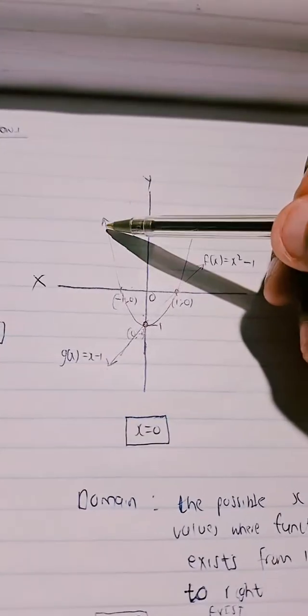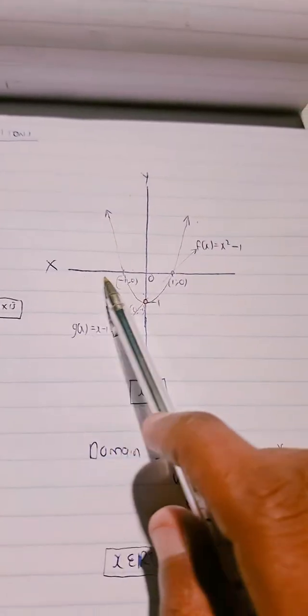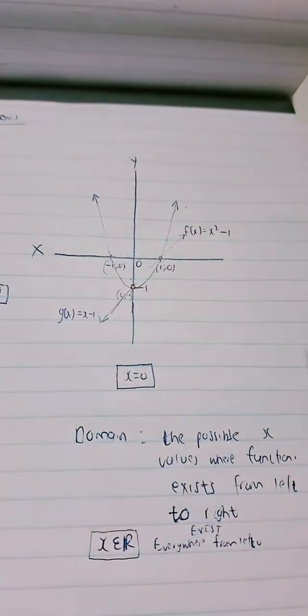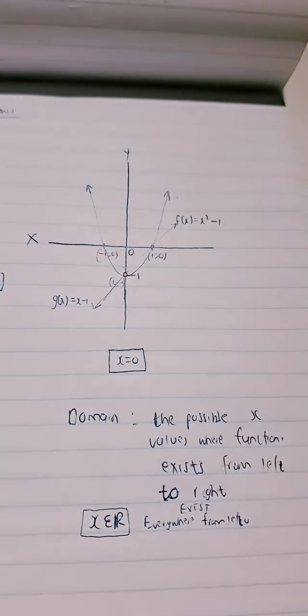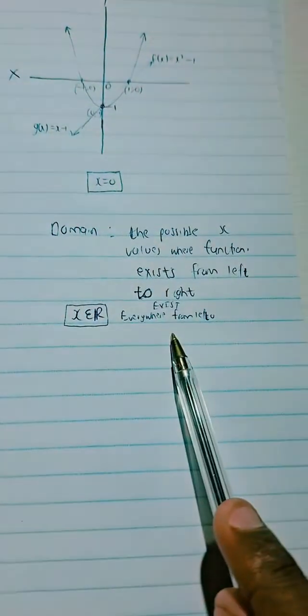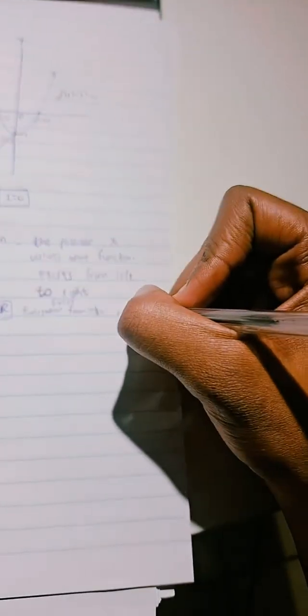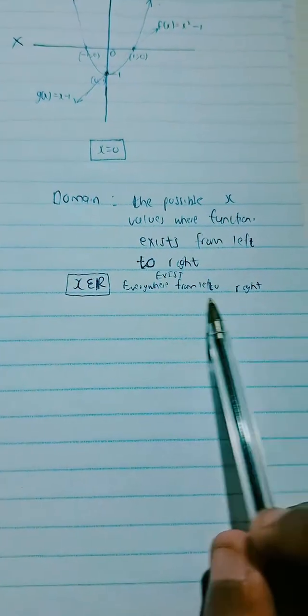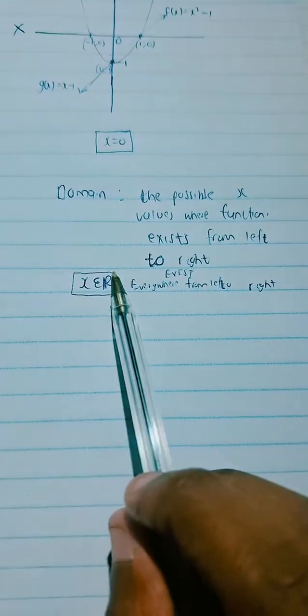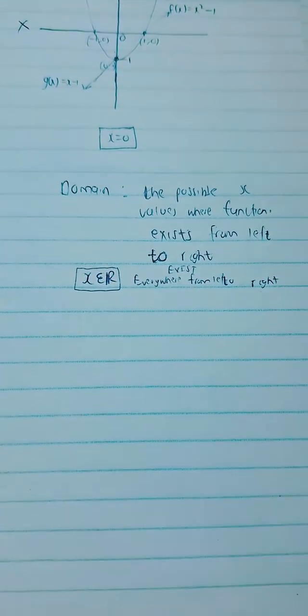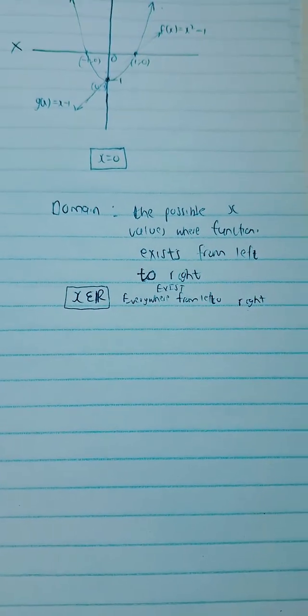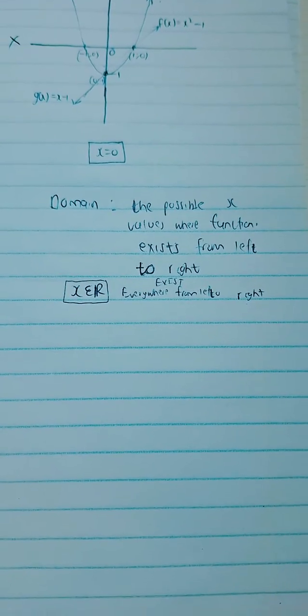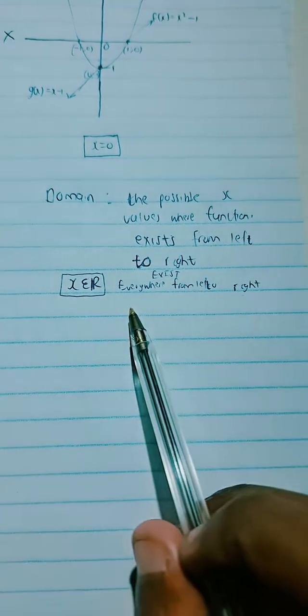Exists everywhere. Your parabola, there's no x value that you cannot mention in the number system where the function of the parabola will not exist. It will exist everywhere from left to right, because this function is unrestricted. That's why we say x is an element of real numbers. Remember, real numbers are all the numbers in the number system, both rational and irrational.